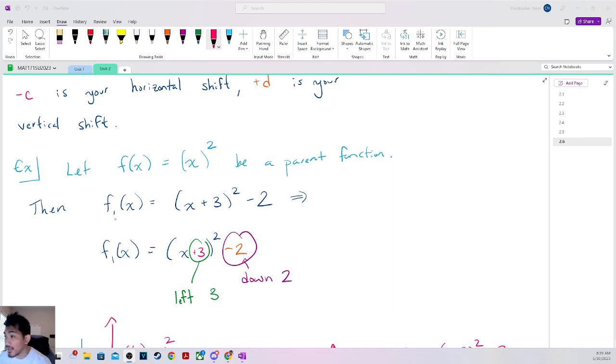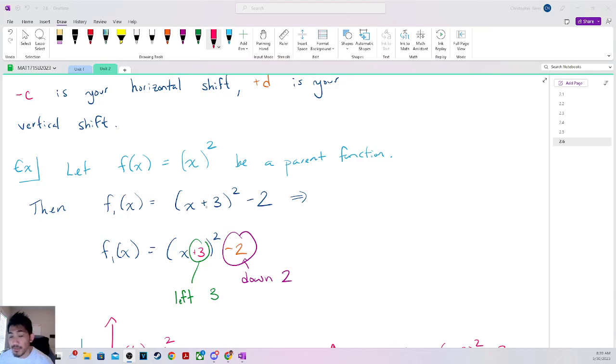So let's take this function f1 of x equals (x plus 3) squared minus 2. Everything being squared is inside my function. Everything that's not being squared is outside. This is my horizontal transformation. This is my vertical transformation. Now, it is not enough to say that. You have to be specific. These are addition and subtraction, so this is a horizontal shift. In this particular case, plus 3 represents left 3. Minus 2 outside my function represents down 2.